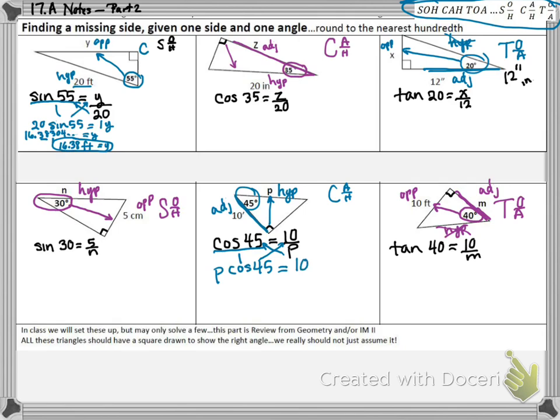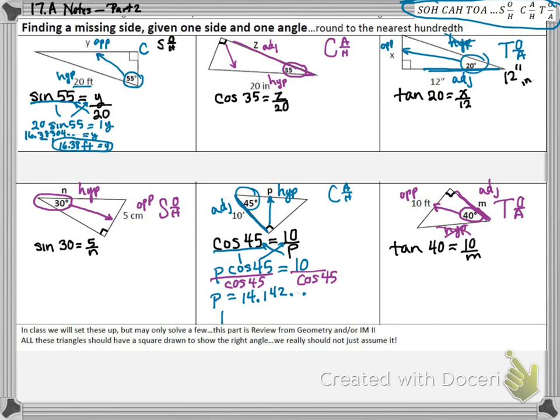The problem with this is my letter's not automatically by itself. So I need the letter by itself, I need the cosine gone. I can't get rid of cosine without getting rid of the 45 at the same time. They have to stay together. They're a single unit. So I'm going to divide both sides by cosine 45. I'm going to put that into my calculator. That's going to turn out to be P equals 14.142 and so on.